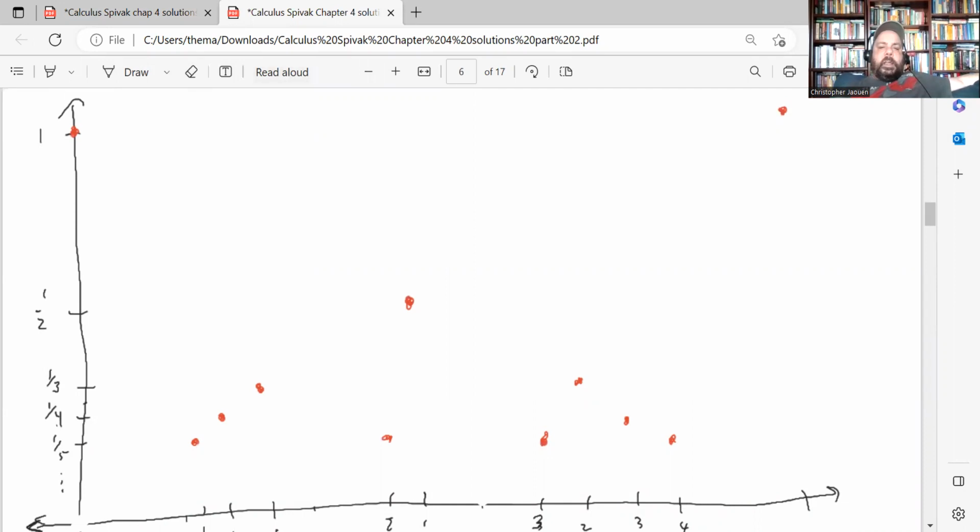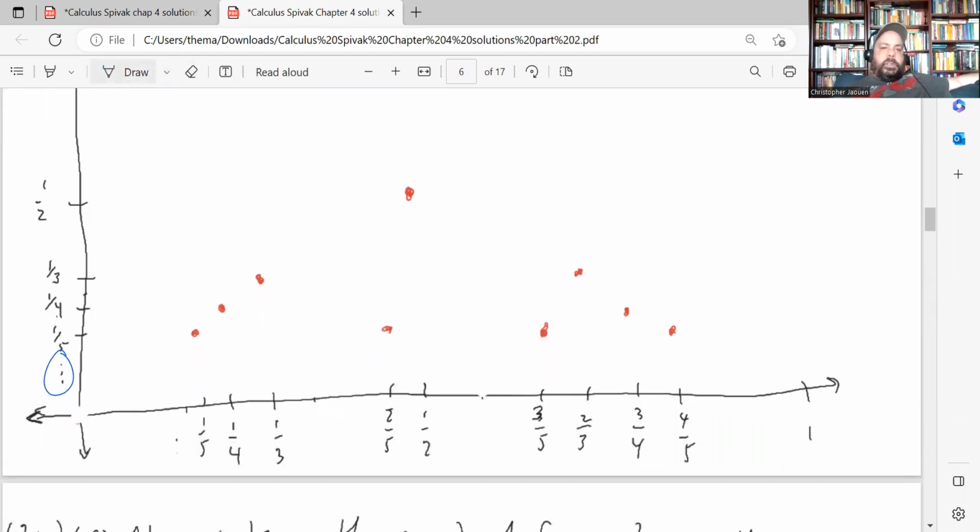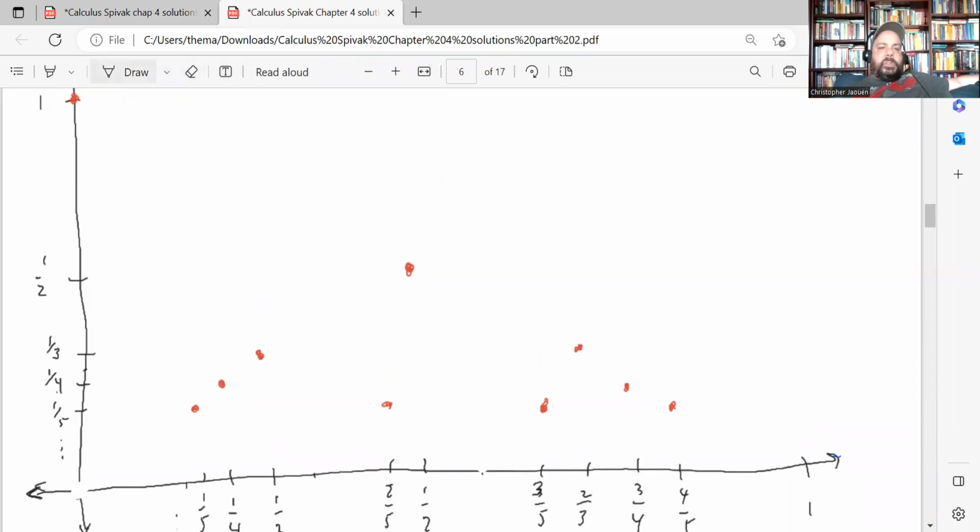So let me just explain how I got this picture here. Now this isn't the entire picture either, because as you get closer and closer to 0, for the denominator getting larger and larger, the points get more and more dense as you go along. But you can't really draw that, right? So just to get an idea of what it looks like, at integer values, the denominator is 1, so the height of the function at those points will always be 1.